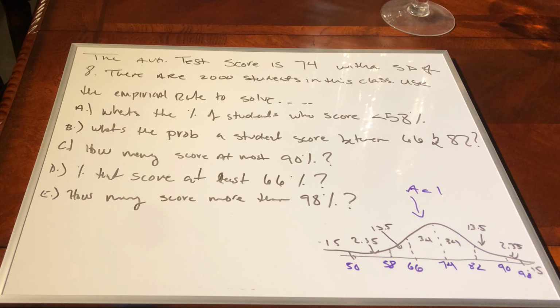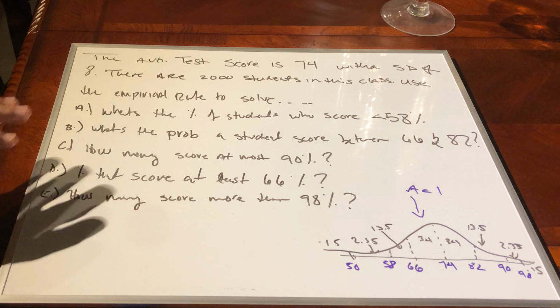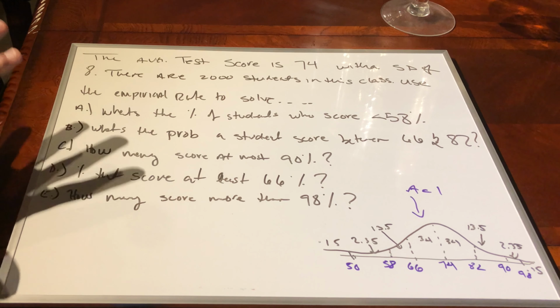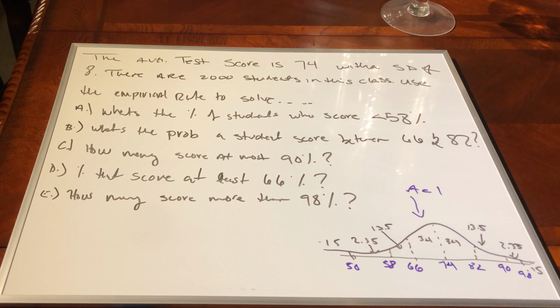Now I have a longer example for you guys, and this one's going to explain more in depth how to understand the bell curve. The question says that there's an average test score of 74% with a standard deviation of 8. There are 2,000 kids in this class. Use the empirical rule to solve each one of the questions.